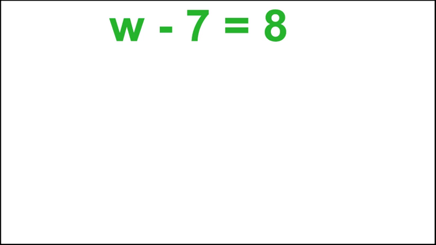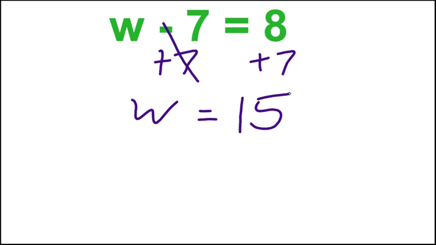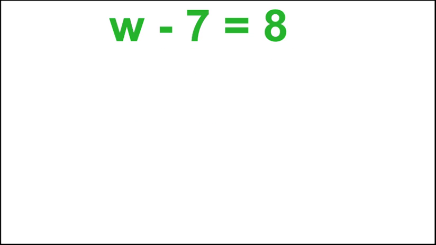What type of math do I need to do to solve this? Addition. So we got minus 7. We go plus 7 to both sides. Cancels out on the left. 8 plus 7 gives me 15. All right? Addition and subtraction ones usually are pretty easy.